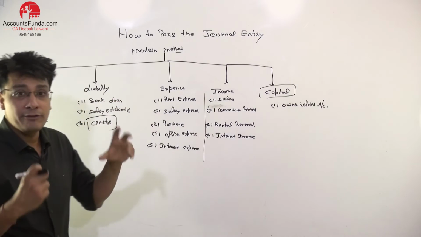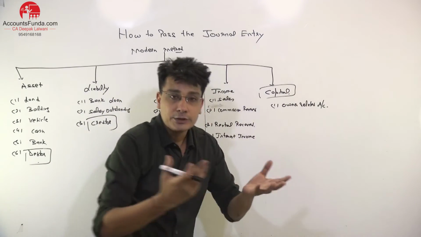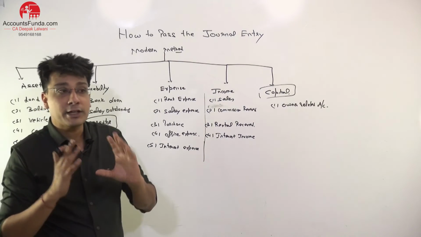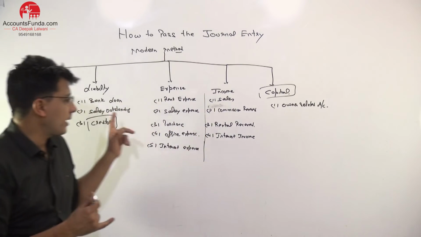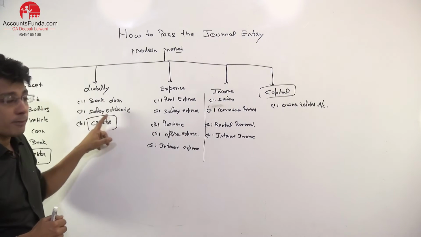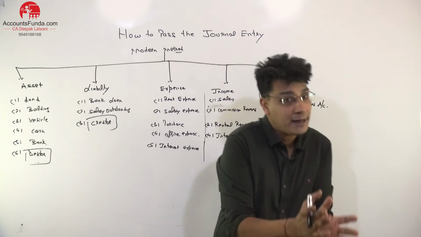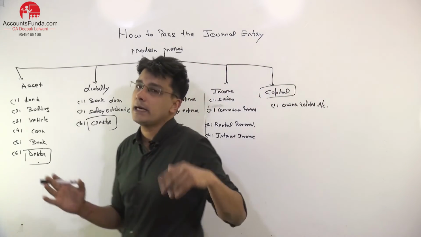And what is a liability? A liability is something which I am obliged to pay. So if you're doing accounting for a company, what is the company obliged to pay? The company is obliged to pay the bank loan, if it has taken one. The company is obliged to pay salary. If the company is using premises and hasn't paid the rent, the company is obliged to pay the rent.